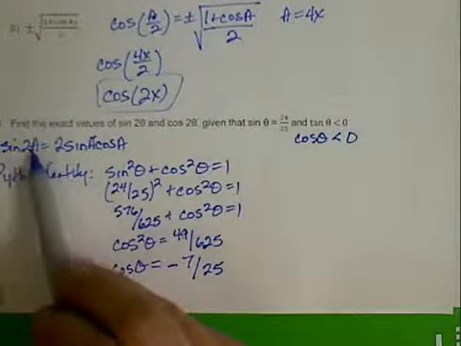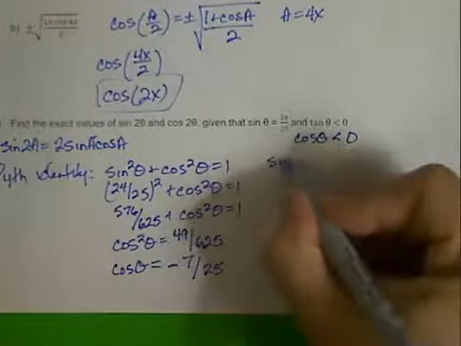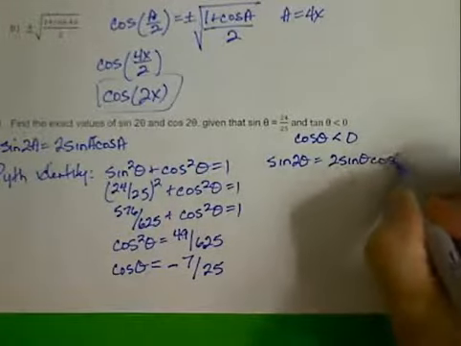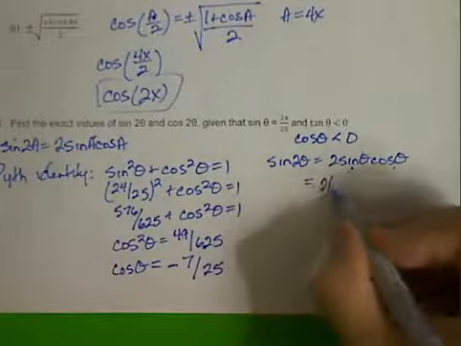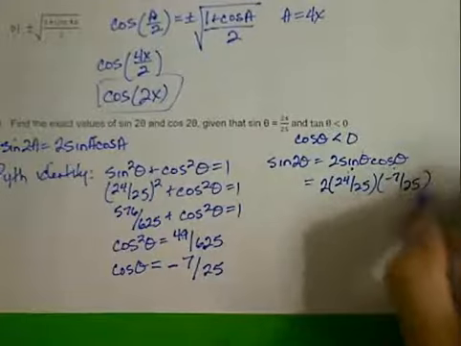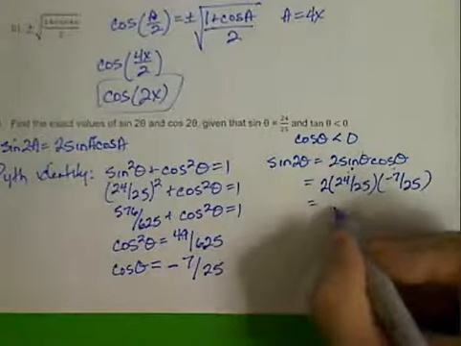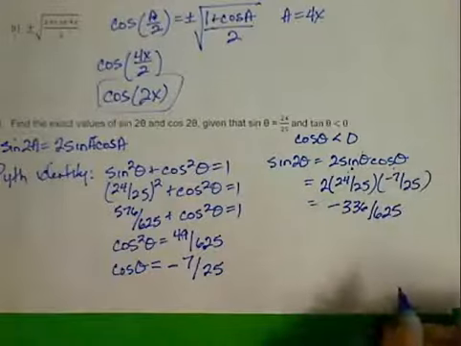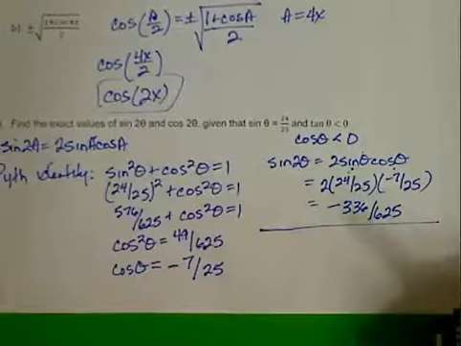Now we can go back and use our double angle identity for sine and find the sine of 2 theta. We're just going to plug in our values for sine theta and cosine theta. And then if we multiply this out, we're going to end up with negative 336 over 625.